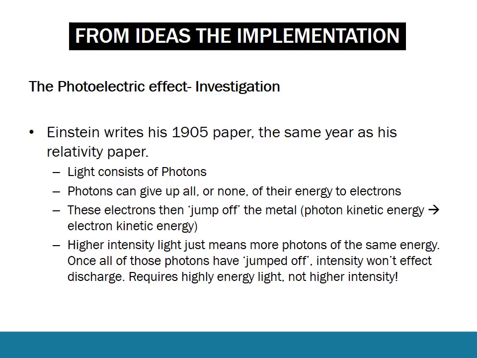Higher intensity of light just means more photons of the same energy, because E equals HF. Once all of the electrons have jumped off, the intensity won't affect the discharge because the electrons are too attracted to, for instance, the nucleus of the particular metal. You need a higher energy light to bounce those electrons off, and higher energy means higher frequency, not higher intensity.